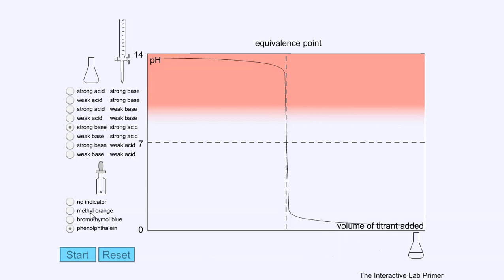So for a strong acid, strong base, all are okay, but bromothymol blue is actually the best one because the endpoint and equivalence point match up.